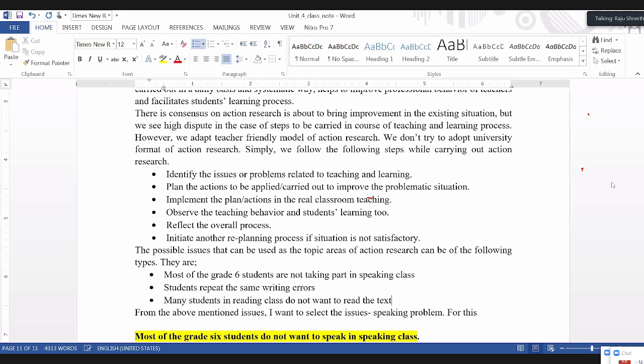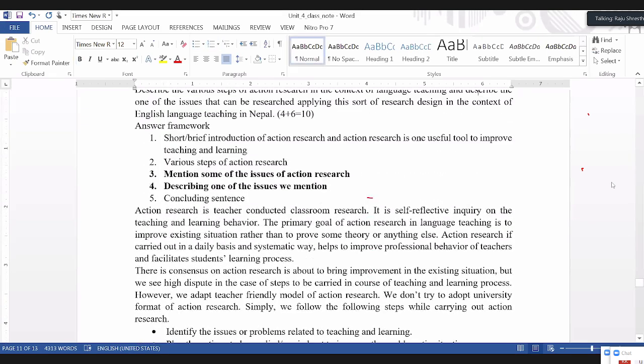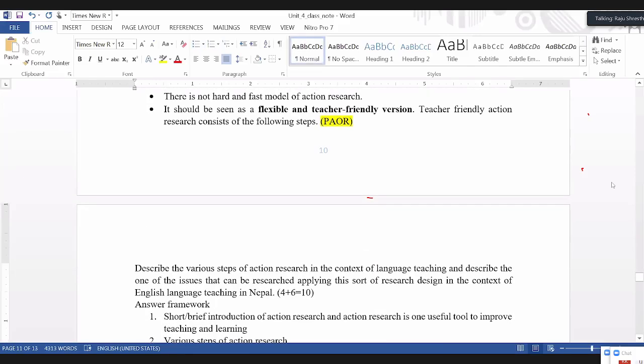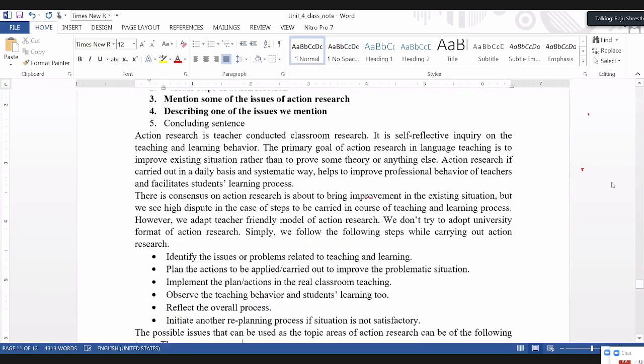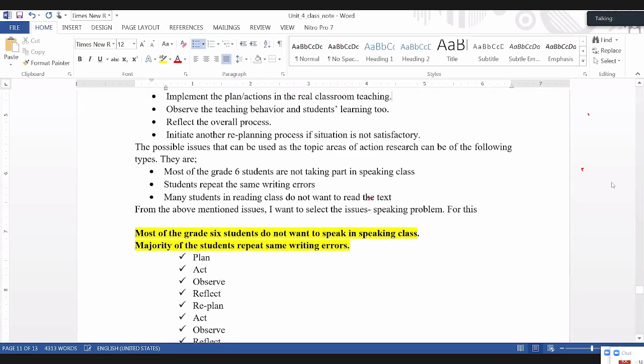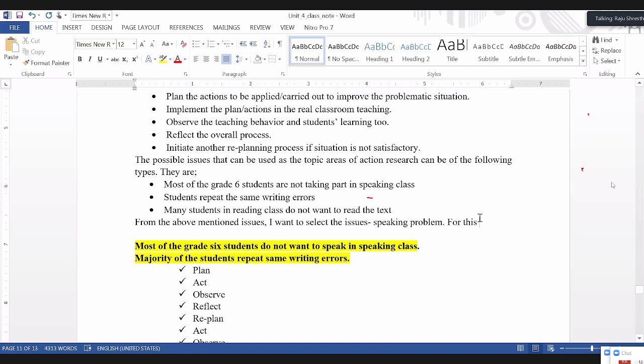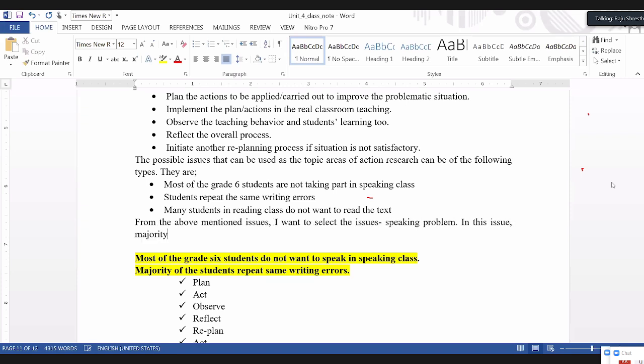Describe one of the issues that can be researched applying यो प्रयोग गरेर भनेछ research design in the context of law. Then we write for this, in this issue, majority of the students are not taking part in speaking class.